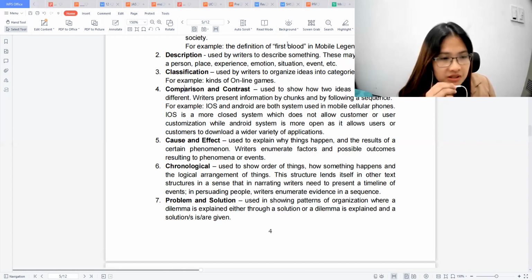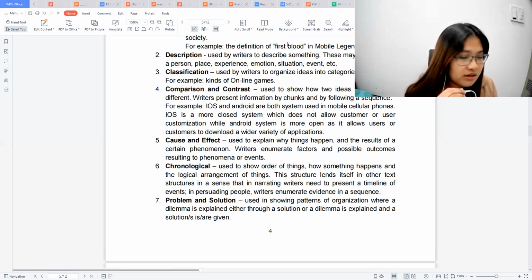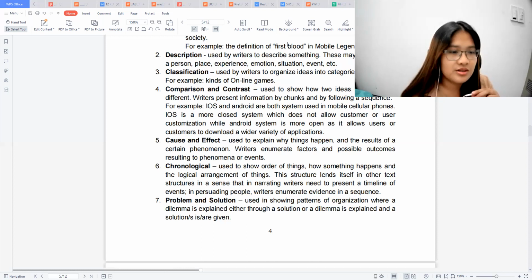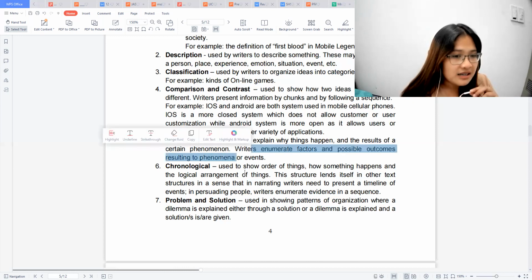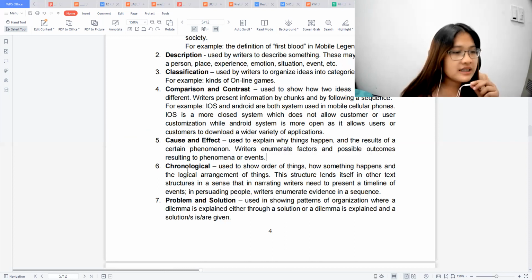Okay? On a positive note, the effect is you became one of the honor students. The reason, you have lots of reasons: you submit on time, you have quality work, you're determined to finish, you engage in recitation, in discussion, you do your best in your studies. Kaya yung respect mo, maganda yung grades mo. So writers enumerate factors and possible outcomes resulting to phenomena or events. Okay? So si effect is yung nangyayari dahil kay cause. Okay?